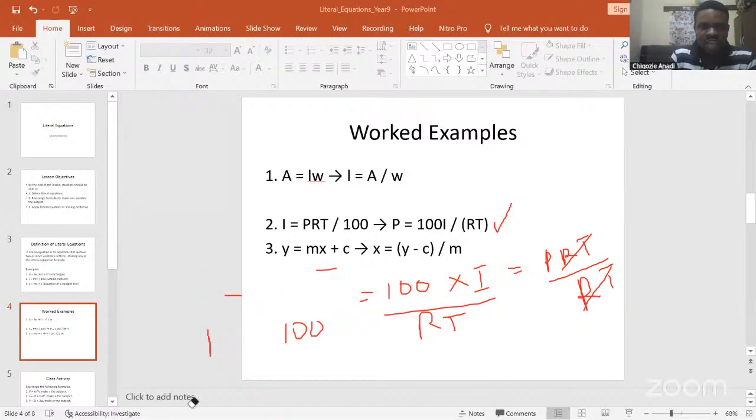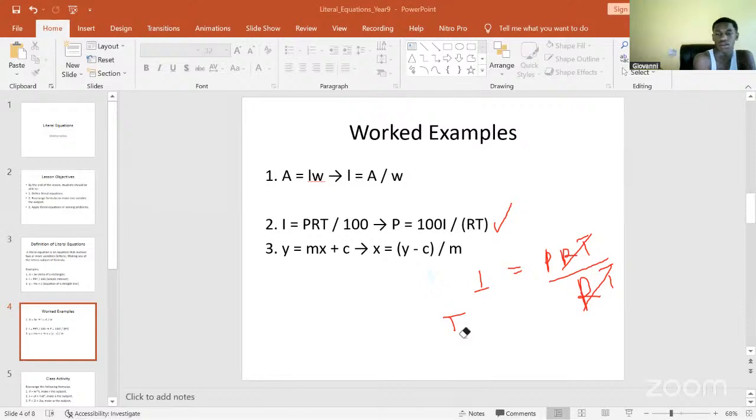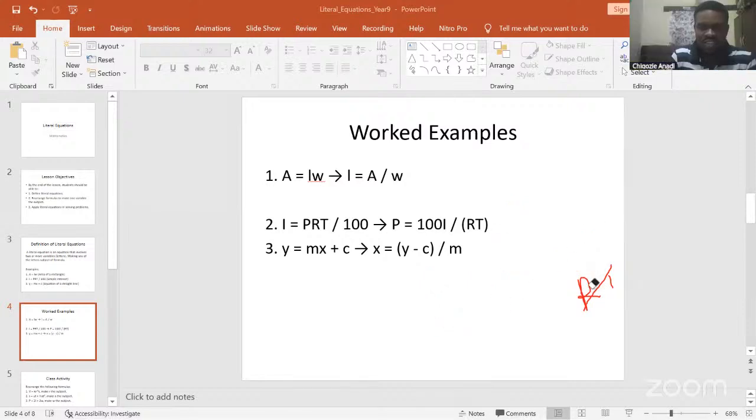And the last one, which you have, is y equals mx plus c, which is the equation of a straight line. From the question here, you're asked to make x the subject of the formula. So we have y equals mx plus c.